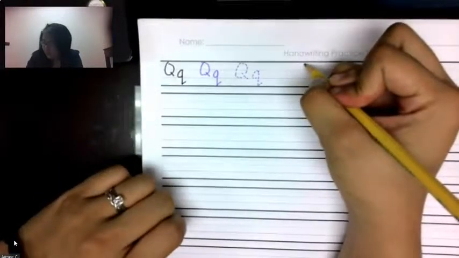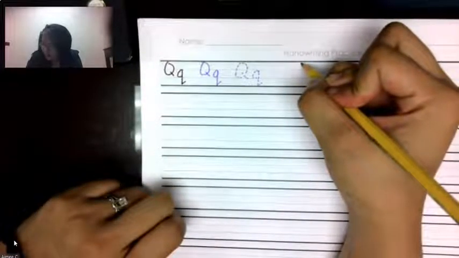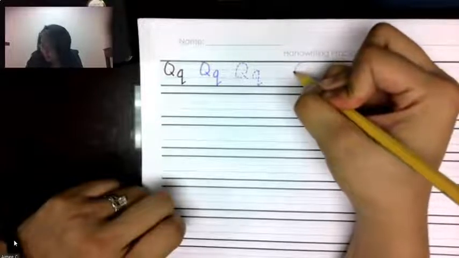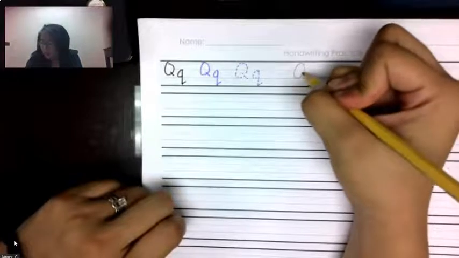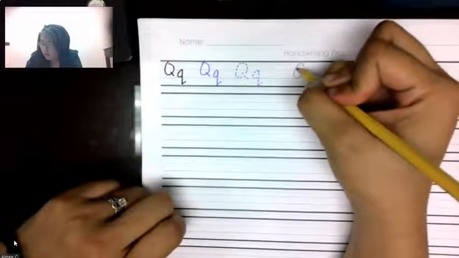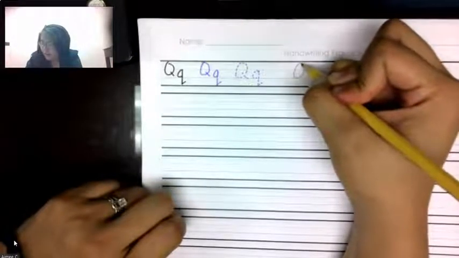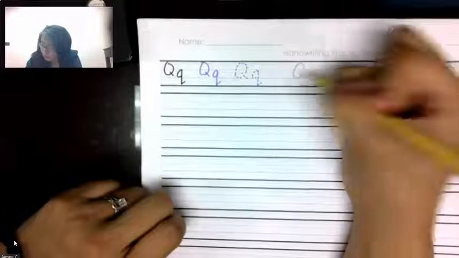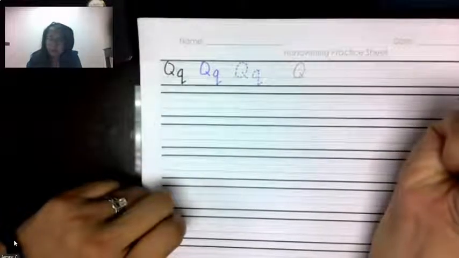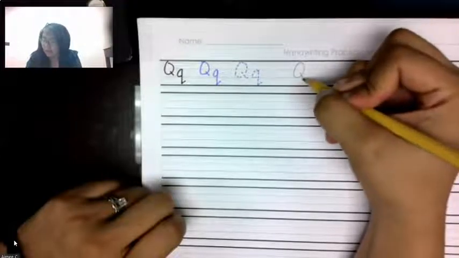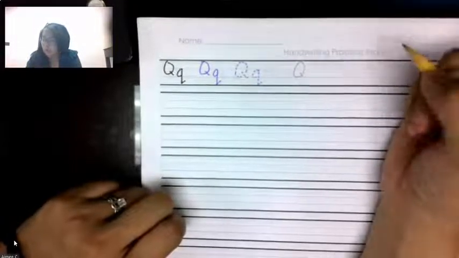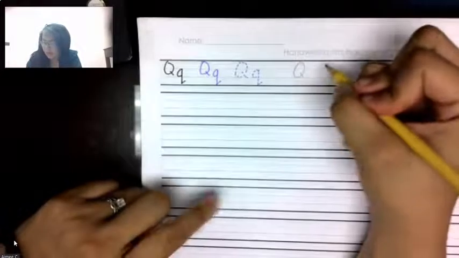So to write the letter Q, you start at the top and make a long circle, what we call an oval, all the way to the bottom line. And then you just put a little line through the bottom of the capital Q. This is a capital Q, uppercase Q. Same thing.